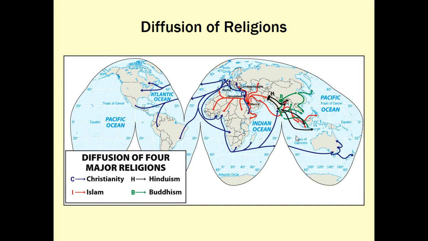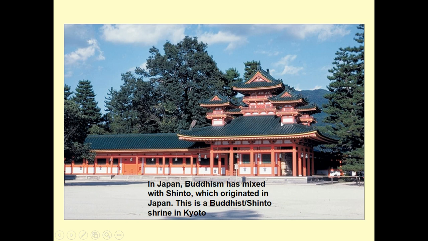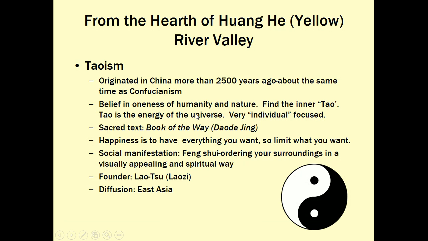Okay, and finally, just to give you an idea here, I know we've been talking about diffusion. So here's Hinduism, starting in the Indus Valley and spreading through nearby countries. And here's Buddhism, starting in Nepal, right outside of India, and of course, spreading throughout Asia for the most part. Okay, in Japan, Buddhism is mixed with Shintoism, which originated in Japan. This is a Buddhist Shinto shrine in Kyoto. So that is actually a Shinto shrine, but you'll find that Buddhist practices still occur at this particular shrine.